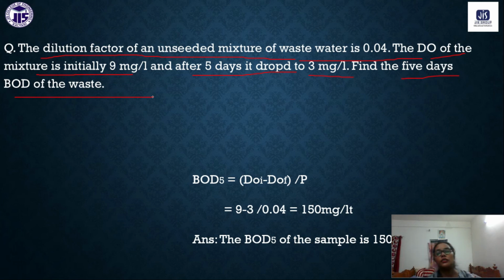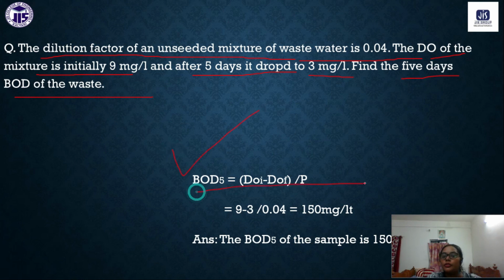Now what values are given? The P value is given, the dilution factor is given, right? And initially it is 9 milligram per liter, that means the initial value is given, and also after 5 days it dropped to 3 milligram per liter. The final value is also given. So this is a very easy question.